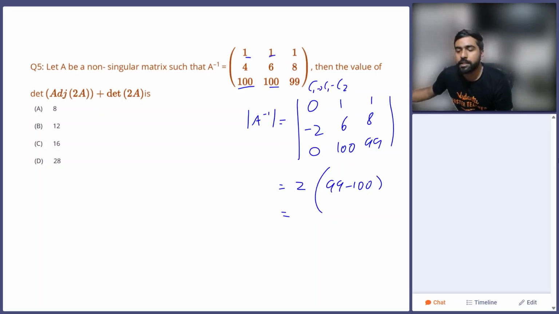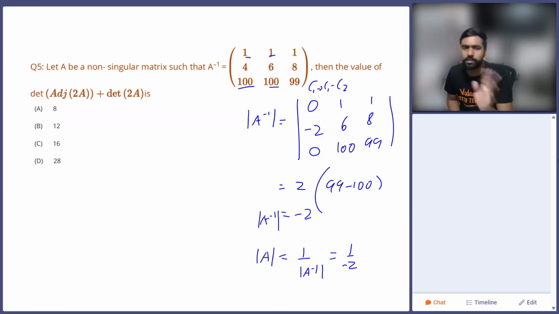Now I know that determinant of A into A inverse is an identity matrix. So I can say determinant of A is 1 upon determinant of A inverse. That is 1 upon minus 2. So determinant of A is 1 upon minus 2. I have got this much information.